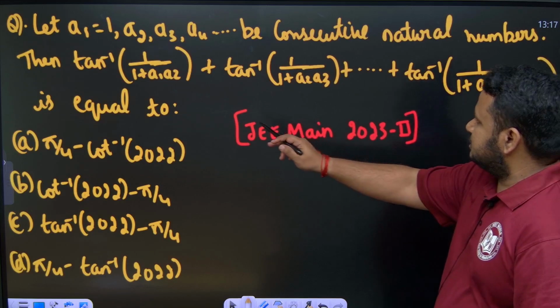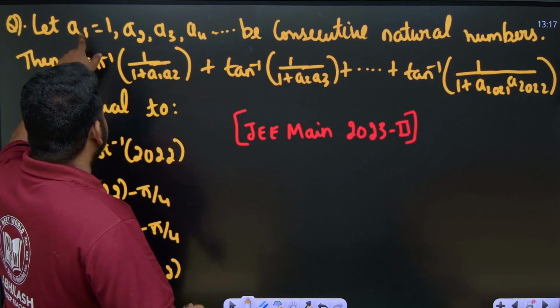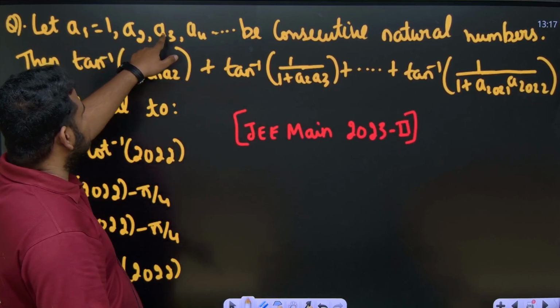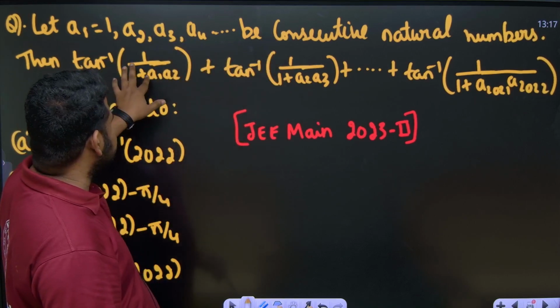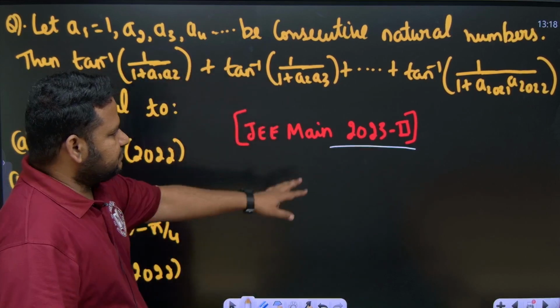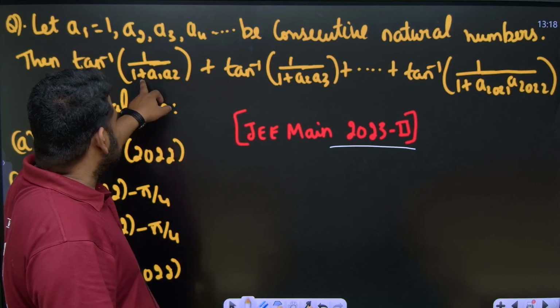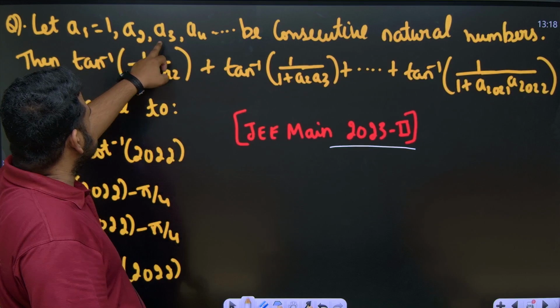Look at this. This is similar to this. They were given 1 by 1 plus a1 a2, where a1 is equal to 1, a2 is equal to 2, a3, a4 be consecutive natural numbers, then tan inverse of 1 by 1 plus a1 a2. This was asked in JEE Mains 2023. Here a1 is 1, a2 is nothing but 2.